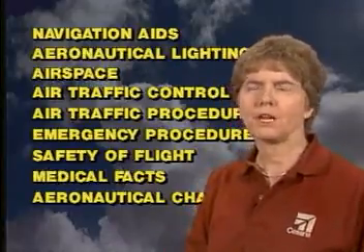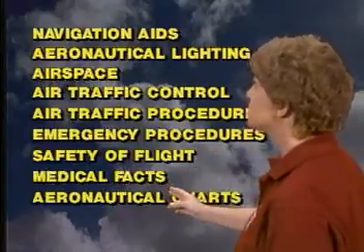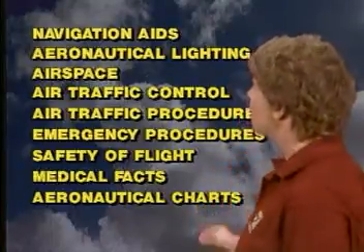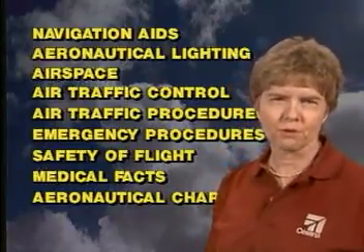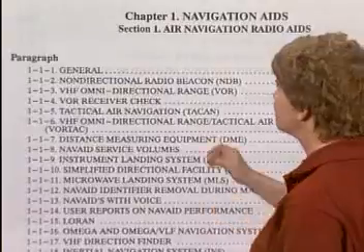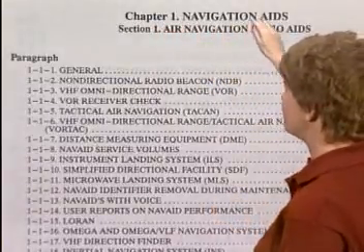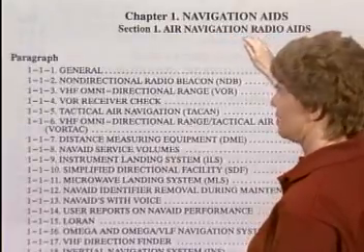Very, very roughly, you can think of these chapters as arranged in the sequence of a flight. The book opens with information that you'd use before the flight, goes into how you navigate around the airport, and then moves on to things that apply after you're airborne. Now, each of these chapters has sections in it, divided into sections of varying length. For instance, Chapter 1, which is the navigation aids, the first section is air navigation radio aids.